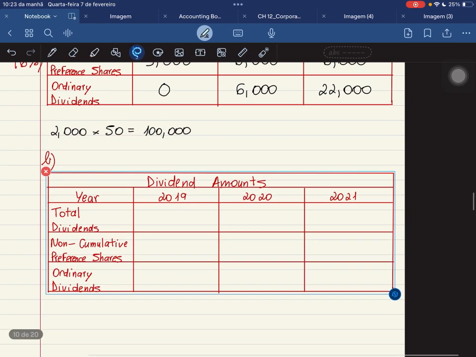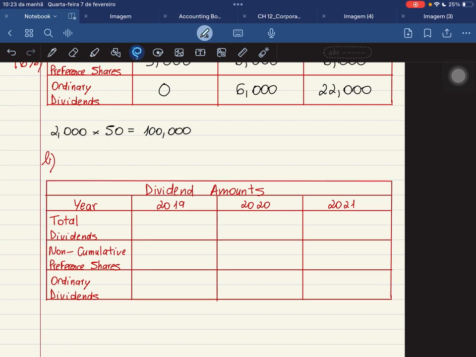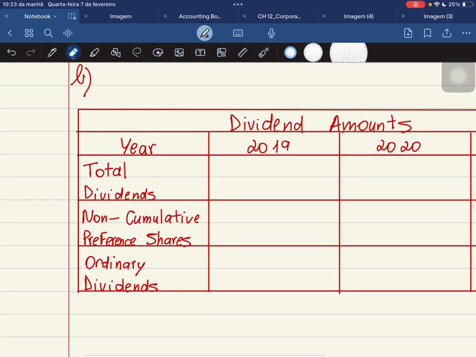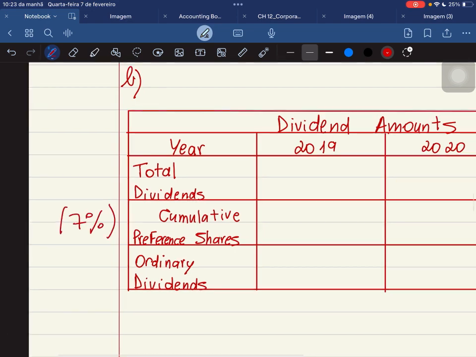So if I were you, I would just make another table as well, because otherwise it's very easy for you to get confused. But in this case, if we take a look over here, assuming the preference share dividend is 7% and cumulative. So, like I said, the only part that we're going to be changing is this one over here, the cumulative preference shares. And in this case, it is not a 6% anymore. It is a 7%, right?